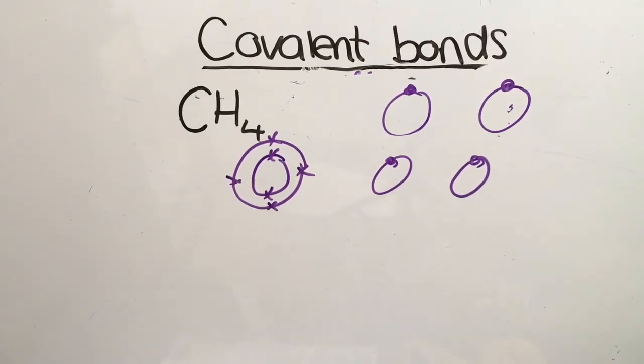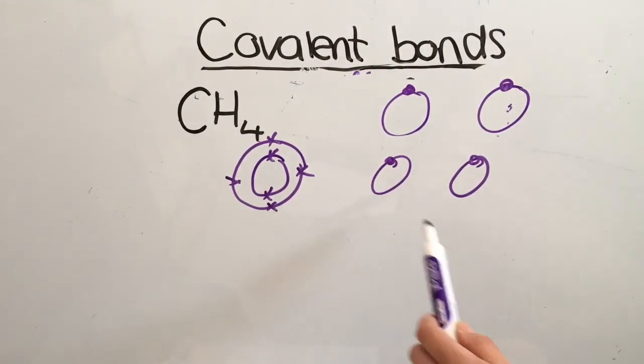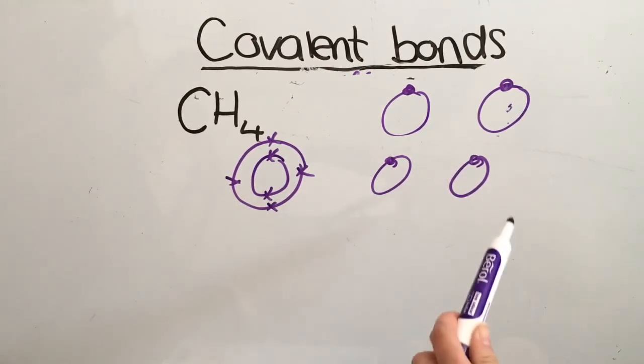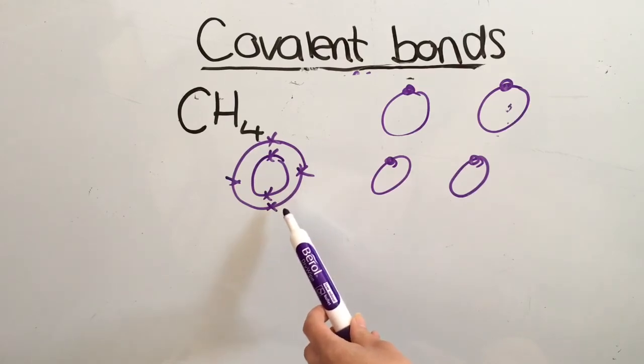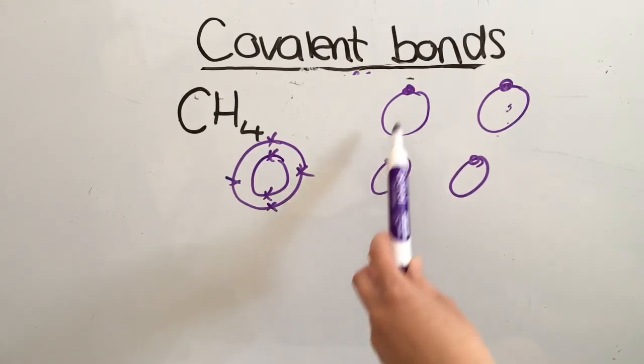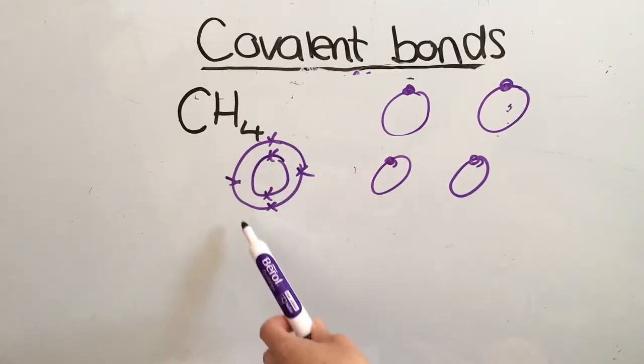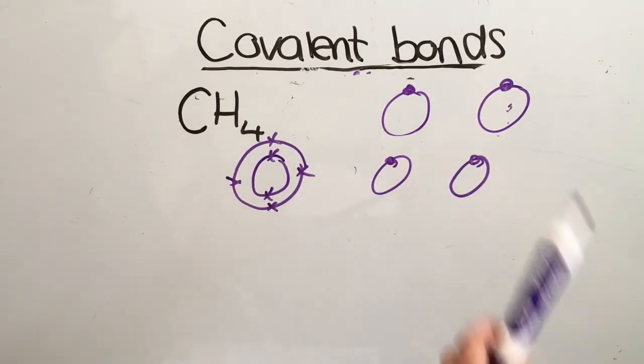So you now need to work out a way of sharing these electrons based on how many electrons they need. So my first thought is that this one needs 4 electrons, and there's 4 of these needing 1. So you could share 1 from each of them to get up to the 8. I'll show you what I mean.